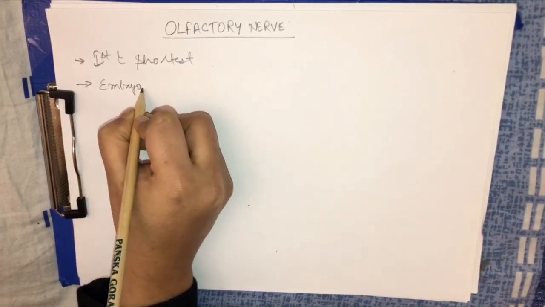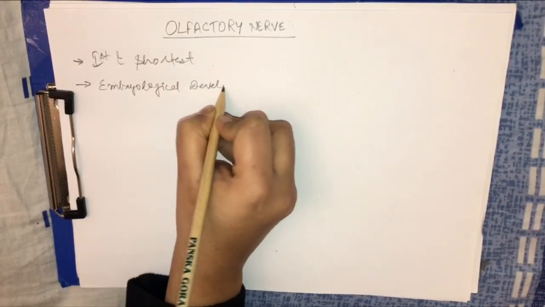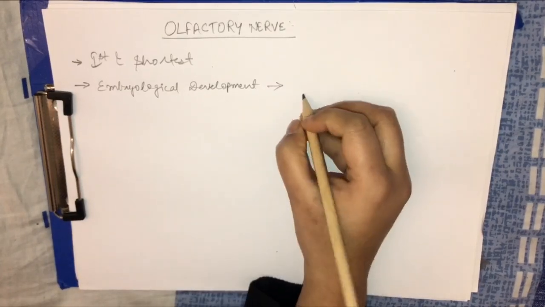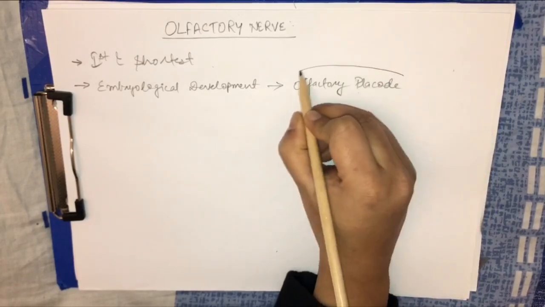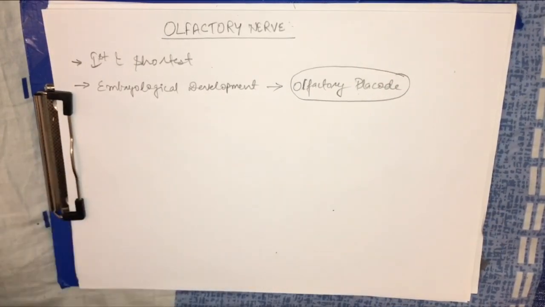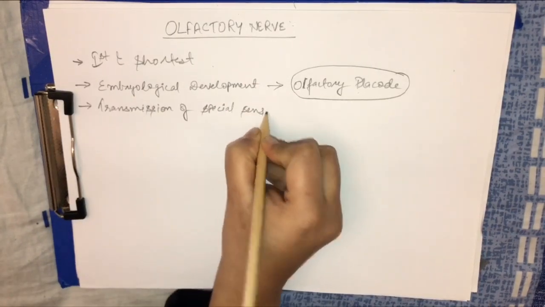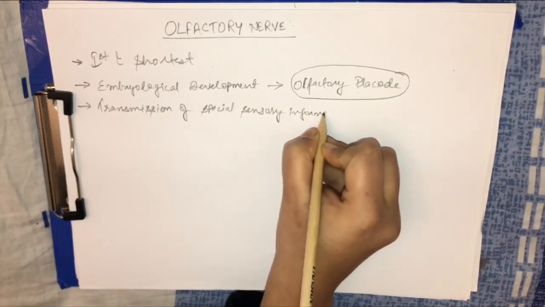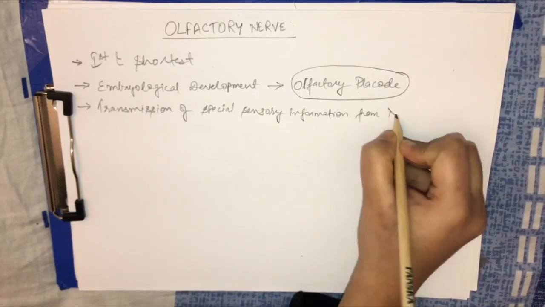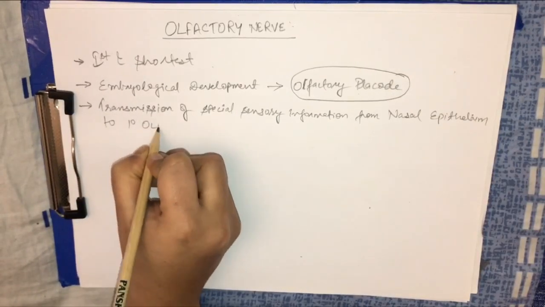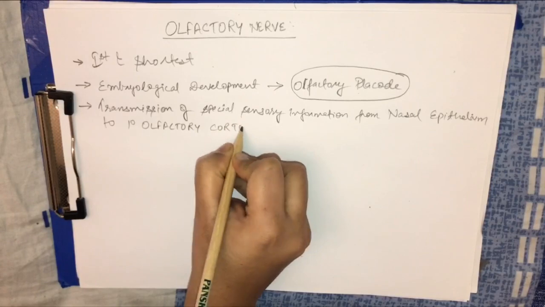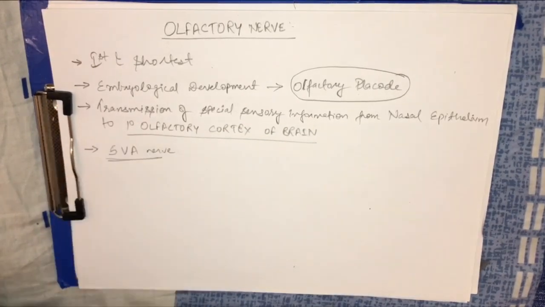The olfactory nerve is the first and the shortest cranial nerve, which transmits information relating to smell. Embryologically, the olfactory nerve is derived from the olfactory placode, which also gives rise to the glial cells which support the olfactory nerve. The function of the olfactory nerve is transmission of special sensory information from the nasal epithelium to the primary olfactory cortex, which is located in the brain. The olfactory nerve is a kind of special visceral afferent nerve.